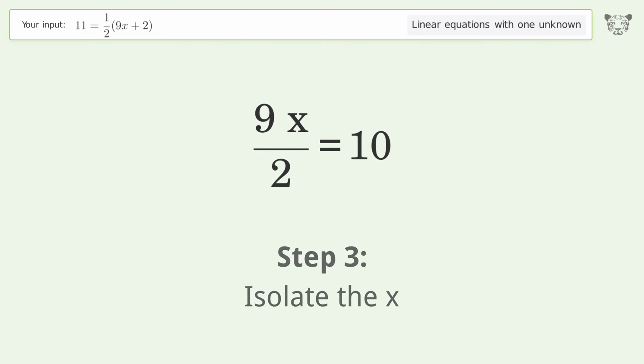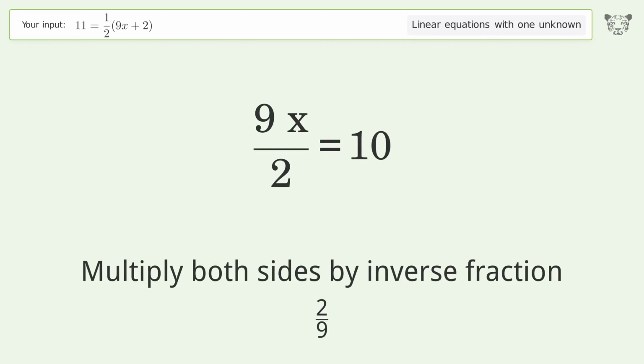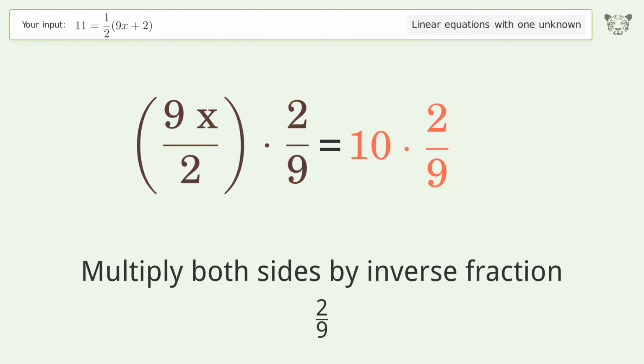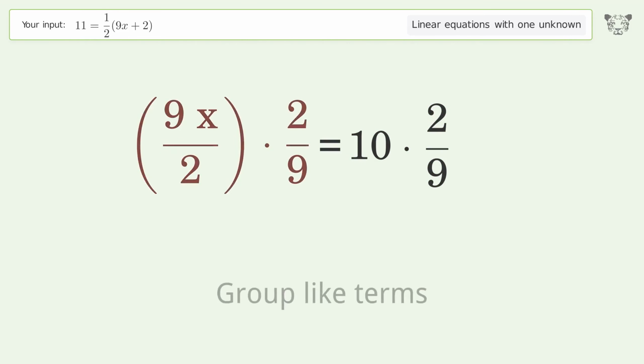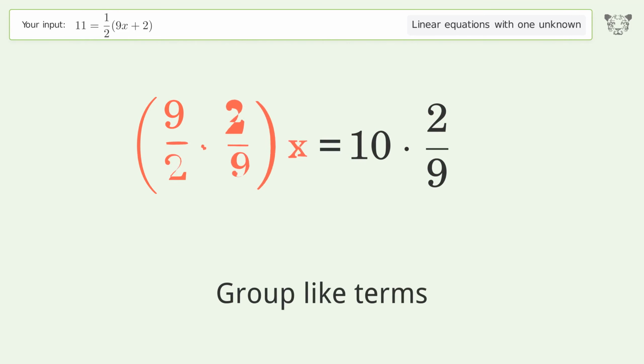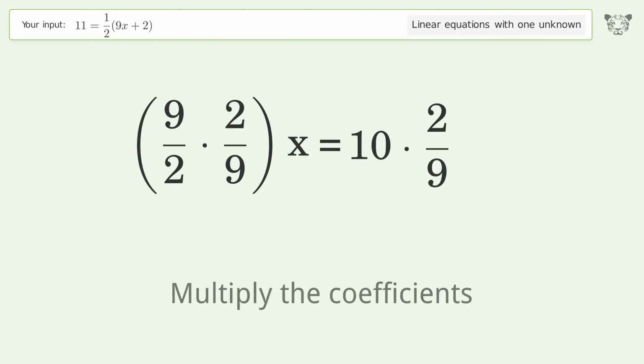Isolate the x. Multiply both sides by inverse fraction 2/9. Group like terms. Multiply the coefficients.